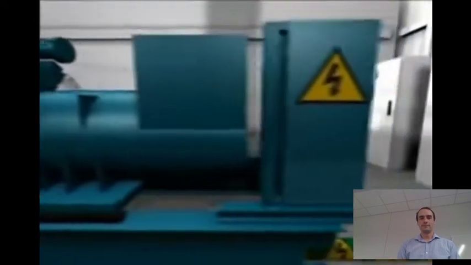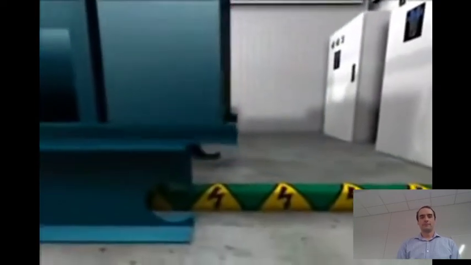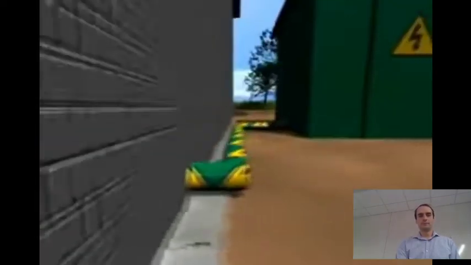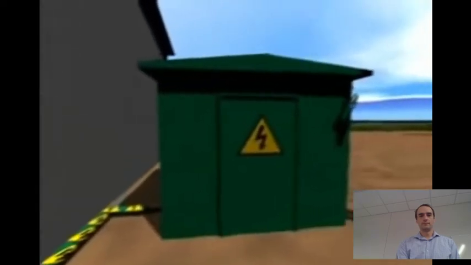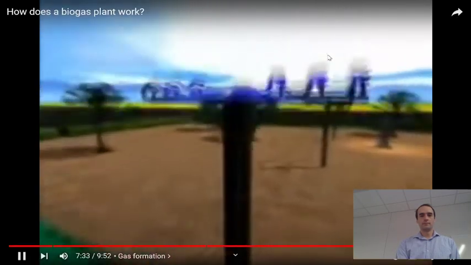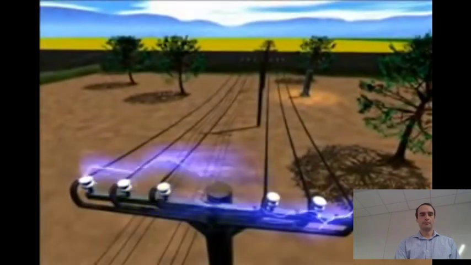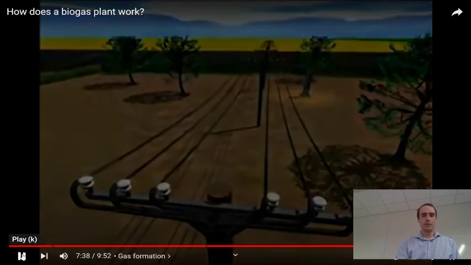The electric power generated by the generator of the block heating and generating plant is converted to the mains voltage level in the transformer. Then the electricity can be fed into the grid and meets the annual requirements of around 1,000 households. All right. So it's kind of neat.